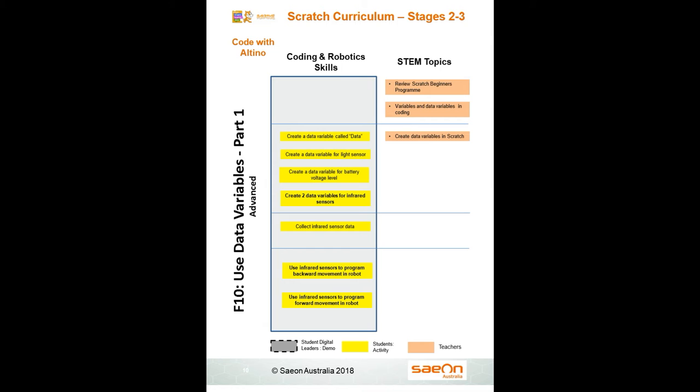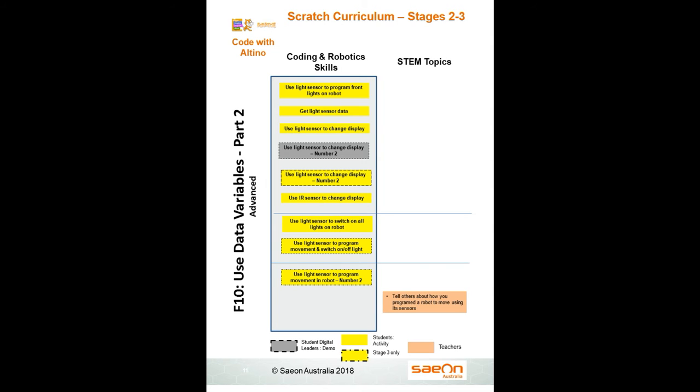This is probably one of the most complicated structures we have, because it's data variables and it's in 2 sections. So this is the second section. Notice here that the dots also mean Stage 3 only, and that's the reason why I wanted to show you this one. Where you've got dots around the yellow, that is for Stage 3 only, or Years 5 and 6, and where you have dots around the grey box, that's where you may want to have a digital leader give a demonstration first.